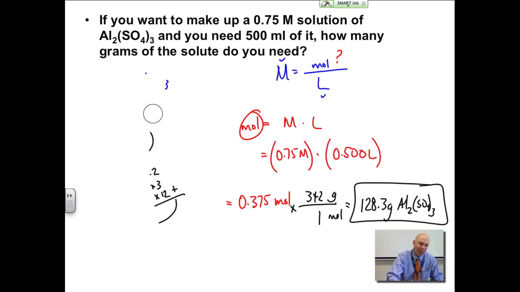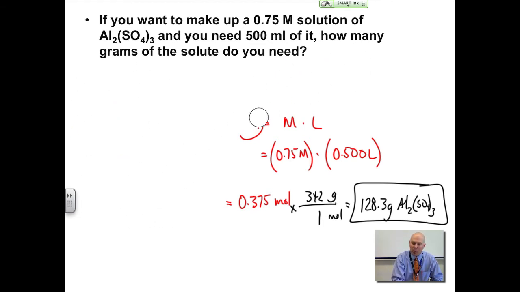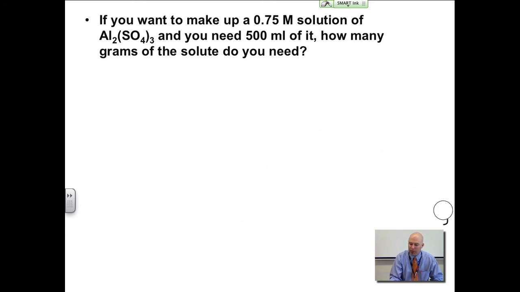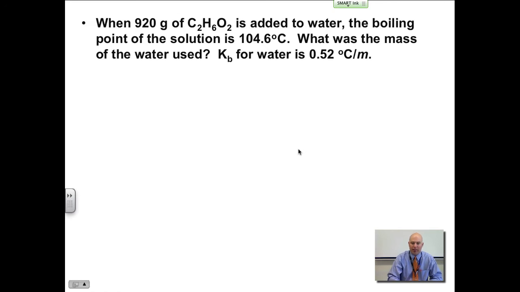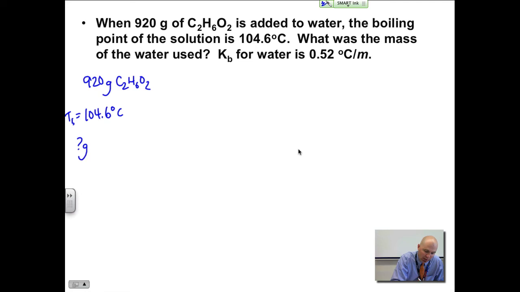And I'm going to do one more, and that's going to be a colligative property one. It's going to be a boiling or freezing point depression one. Okay. When 920 grams of your ethylene glycol, this is C2H6O2, is added to water, the boiling point of the solution is 104.6 degrees Celsius. That's the boiling point. What is the mass of the water used? Remember, this is the solvent. The Kb for water is 0.52 degrees Celsius per mole.